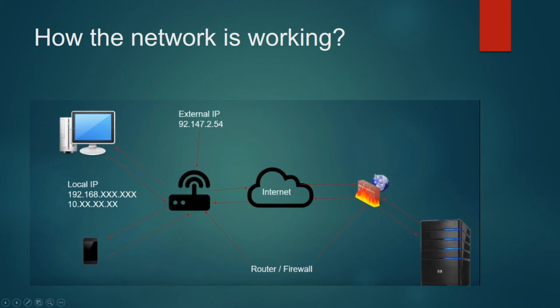So if we send packets with a known port or a port that is not used by the server, it's going to be blocked by the firewall, no matter this one or this one. So this is how the network is working and how the devices communicate with each other. I think it's simple enough.